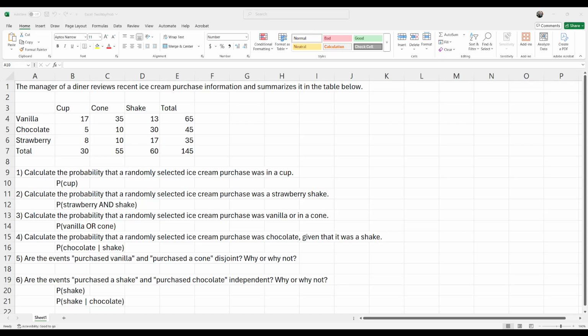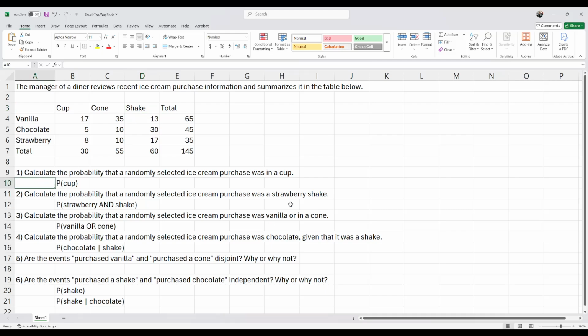Let's investigate this two-way table probability question, or contingency table question. This data table describes recent ice cream purchases at a certain diner, whether they were vanilla, chocolate, or strawberry, and in a cup, cone, or a shake. We have several questions to think about here.